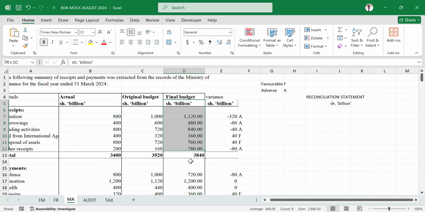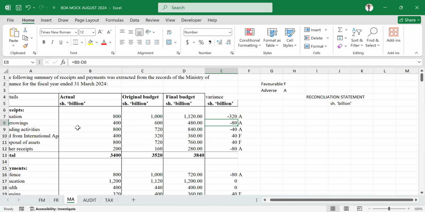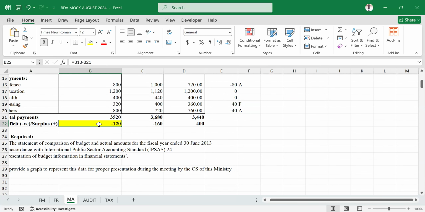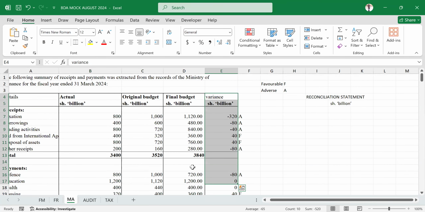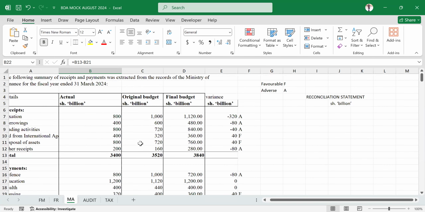Remember, we have a surplus on the final budget of 400 billion. And then the first thing we did was to get us a variance. How did we get the variance? Remember, we were comparing the final budget against the actual. Yes, we already know that in our actual budget, we have a deficit of 120. But what we want to do is a presentation to make somebody really understand what we mean by the variances and how we will arrive at the final 120 billion, which is a deficit, so that they understand how it comes about, right?